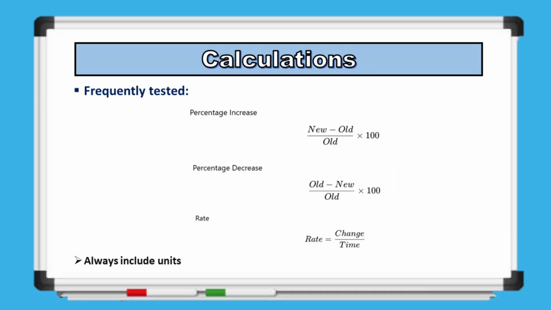Before starting any calculation, make sure all measurements are in the same unit. If they are different, convert them first and then perform the calculation. Keeping the units consistent is one of the most important steps and helps you avoid unnecessary mistakes in the exam.